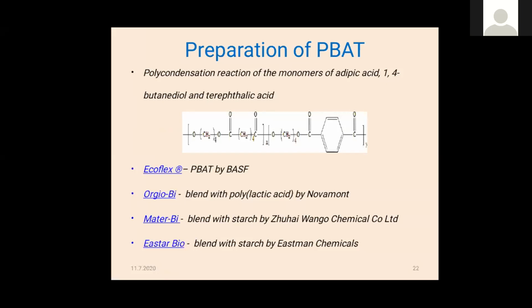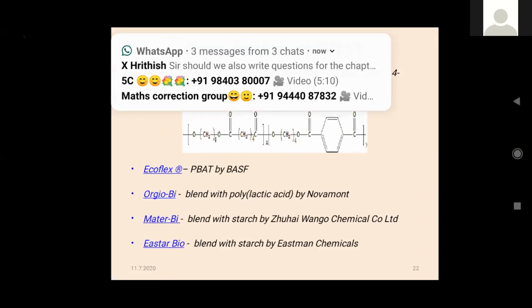In all three polymers, we can see the ester bond, C double bond O. It helps in the degradation process. And I already informed that PBAT is commercially produced by BASF under the trade name Ecoflex.